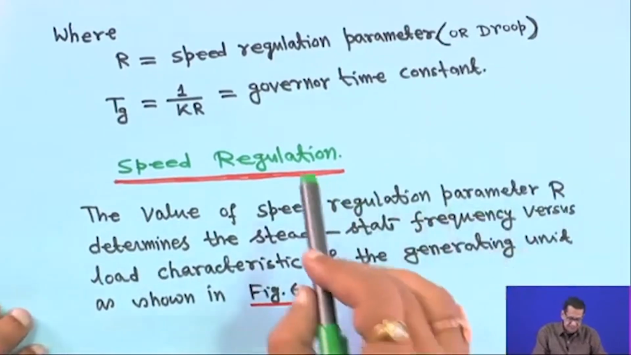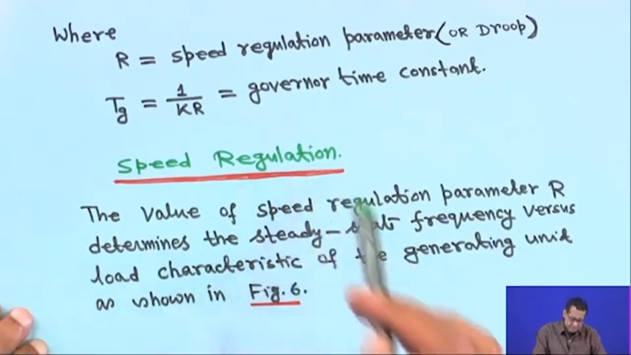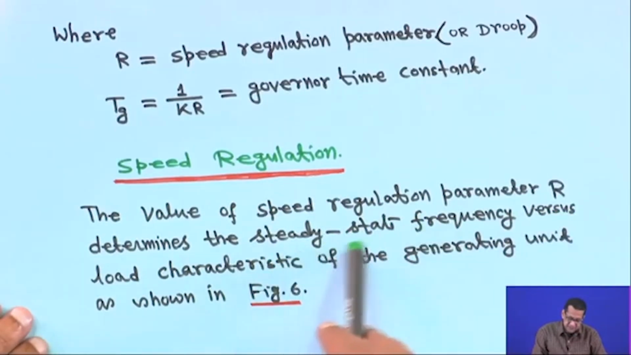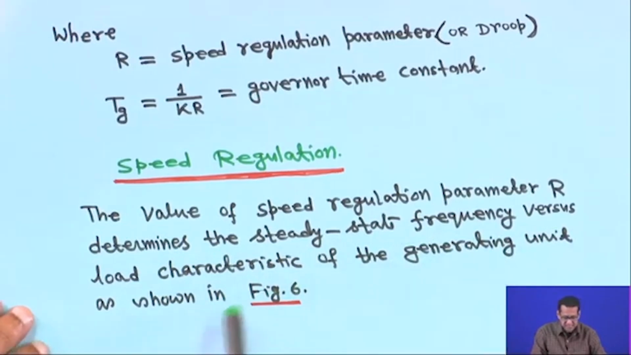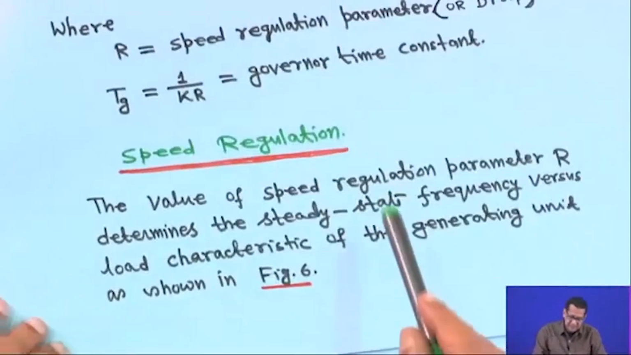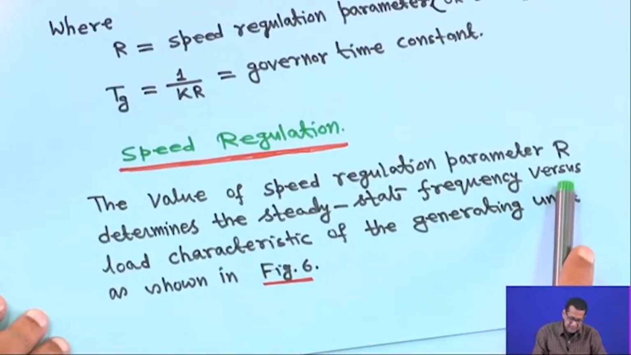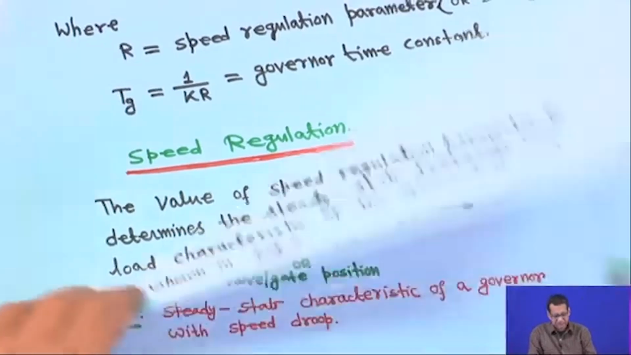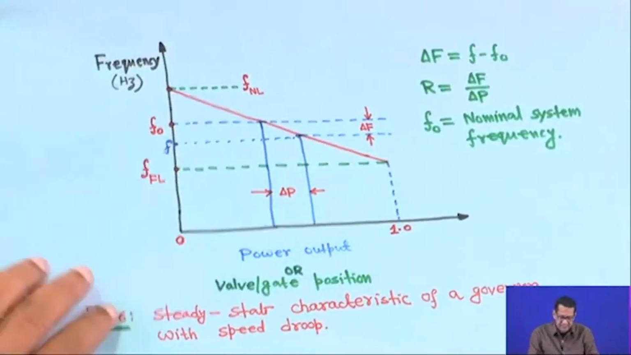Next is the speed regulation, that is R. The value of the speed regulation parameter R determines the steady state frequency versus load characteristic of the generating unit, as shown in figure 6. So, whatever value we choose actually determines that characteristic. How? Slowly we will see this. So, if you look at figure 6.